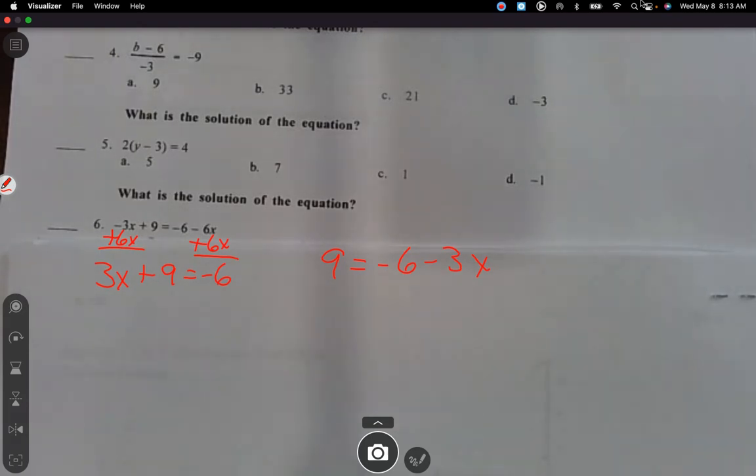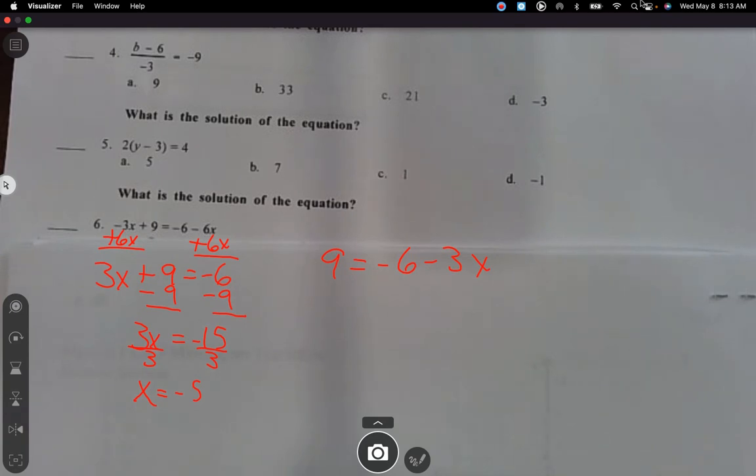This one, I'm going to subtract 9. What is that equal? -15. And then what? Divide by 3. And we get -5. And again, plug and play also works on that one. You can plug in the numbers and see what works.